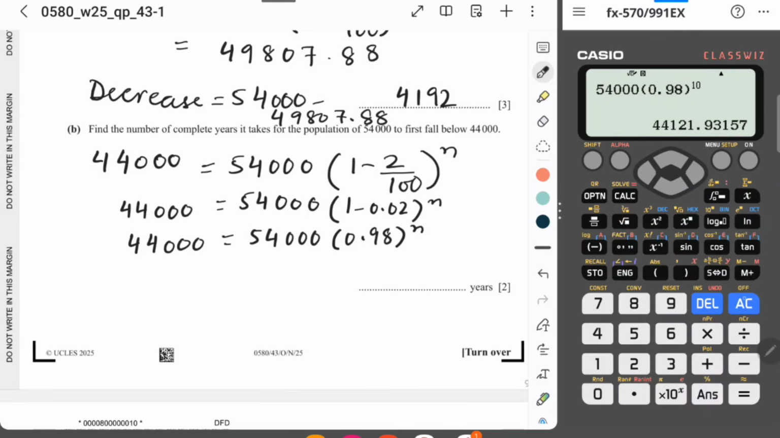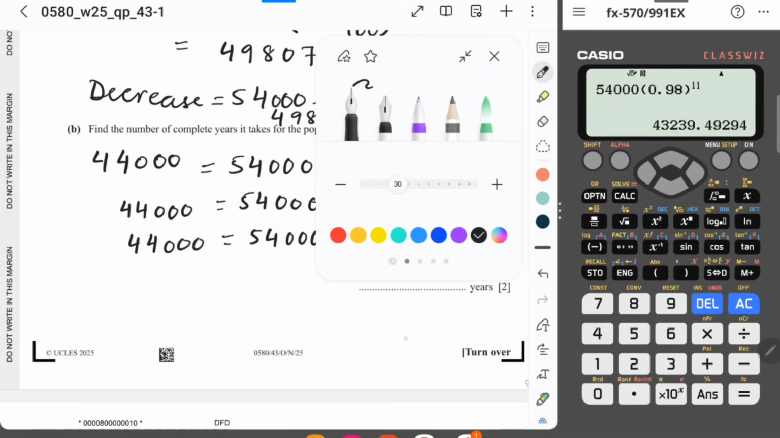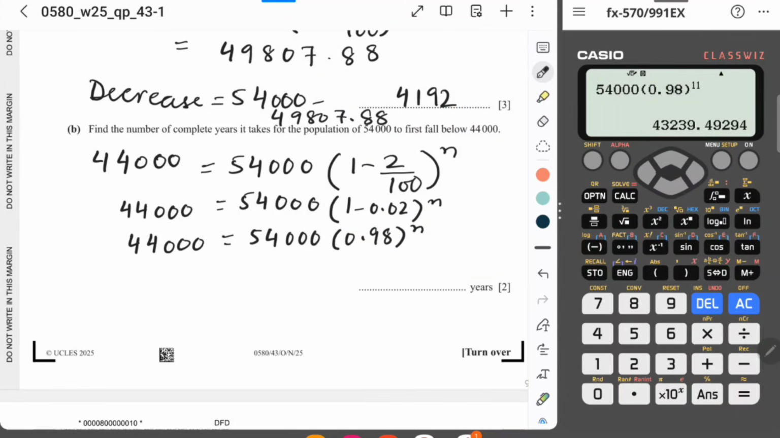So obviously I'll try with the next number, 54,000, and then it is 0.98 to the power of 11. So it's coming 43,239. It means that n equals 11 is the complete year when it first falls below 44,000. So n will be equal to 11 years.